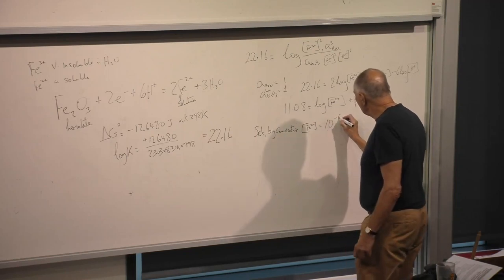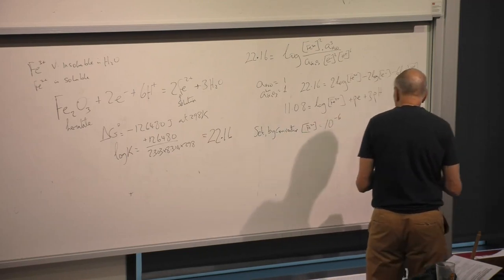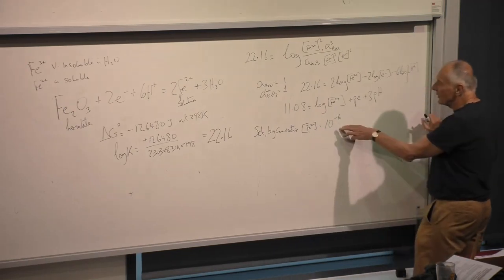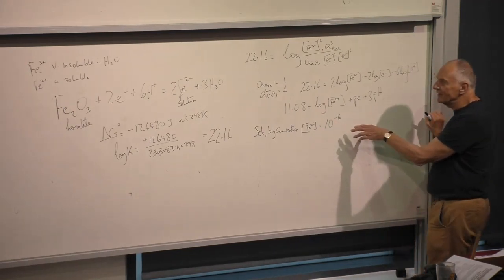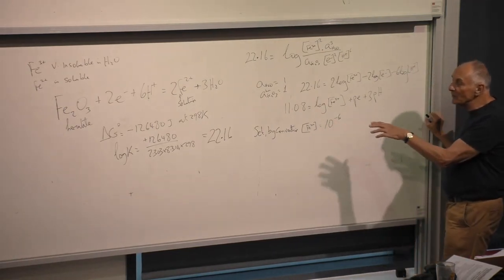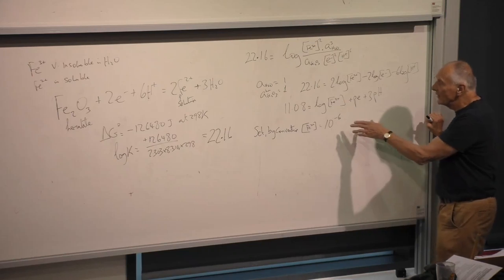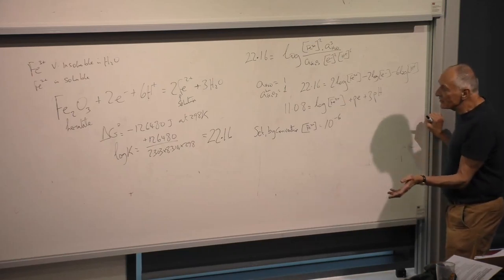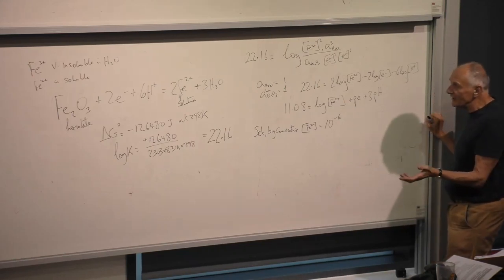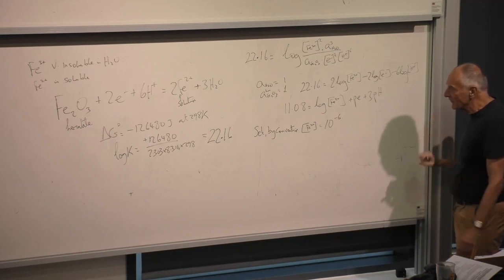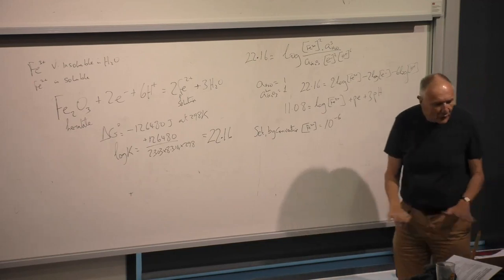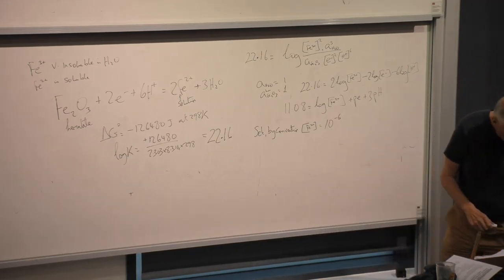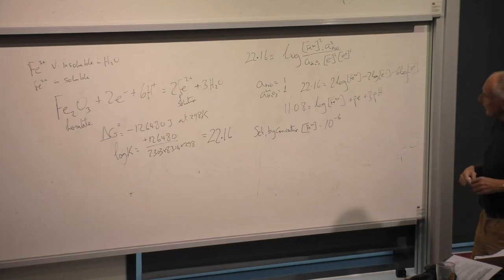So what does that mean? It means that if we get a value that's lower than 10 to the minus 6, we treat the mineral as insoluble. If we get a value which is higher than 10 to the minus 6, then we treat it as if it were in solution. All right, it's just a way of drawing the diagram. Okay, so let's go through that exercise.